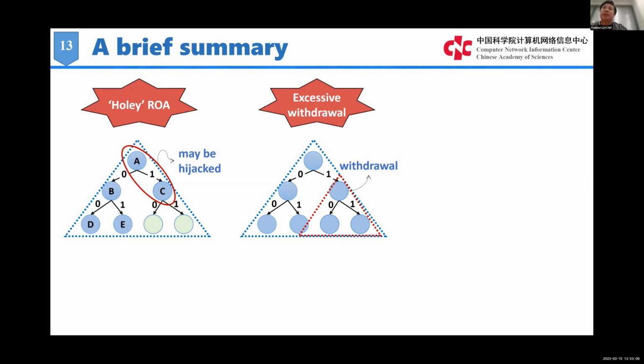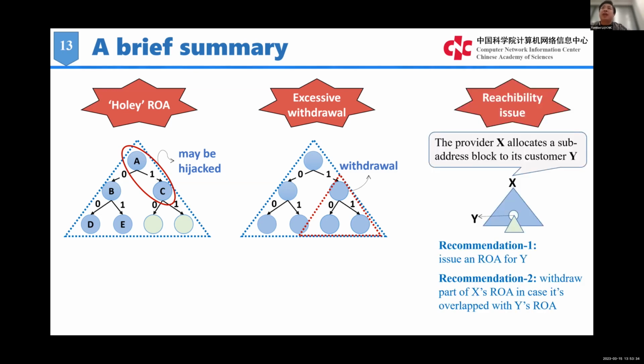origin subprefix hijacks. Second, withdrawing authorizations at the granularity of a whole ROA indeed restricts the flexibility of ROA management. Instead of excessive withdrawals, I believe it is more friendly to network operators that they are enabled to directly withdraw the exact authorizations they really want to withdraw.